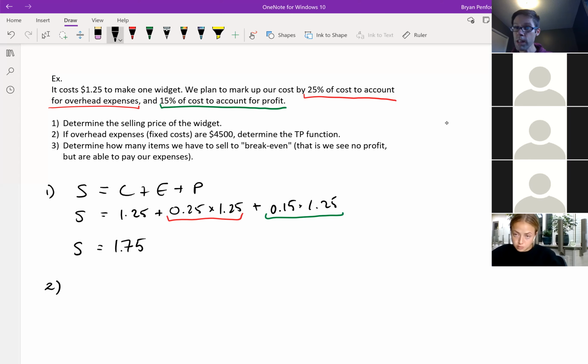Okay, how is that? That's hopefully a little bit of a review. You probably will have an example very similar to that on the test on Wednesday.